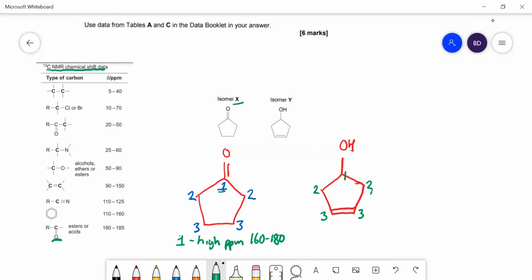But what's probably worth mentioning in compound Y is, first of all, the alcohol one, the number 1 there. That's going to give you a fairly high peak. If you look here, alcohols are between 50 and 90, so that's going to give you 50 to 90 ppm. And even more distinctive, I think, is this peak here, because these two carbons are the same as each other. That is going to be in the region 90 to 150.